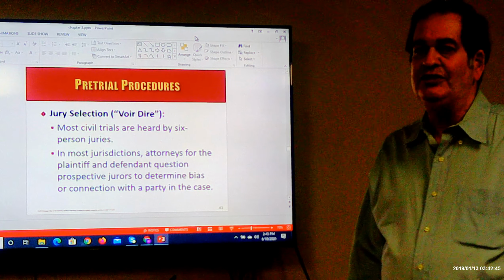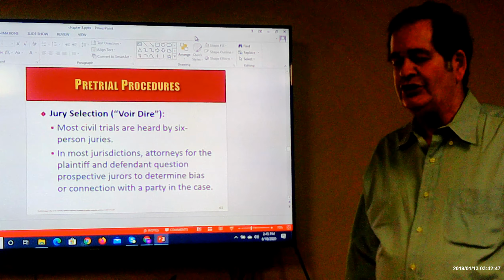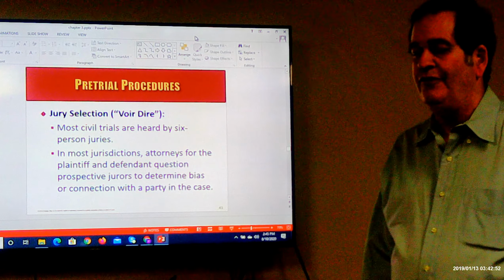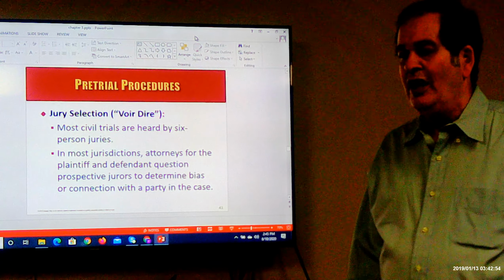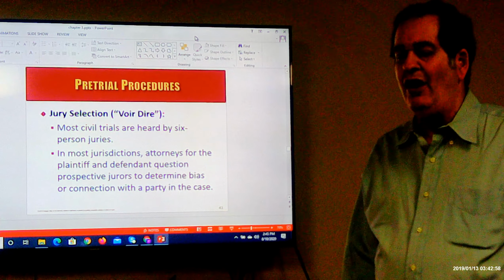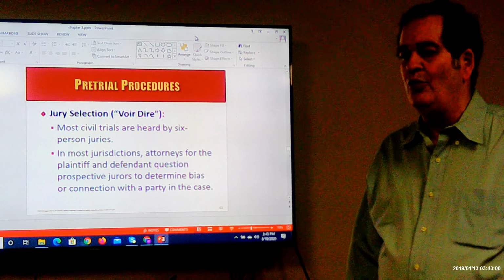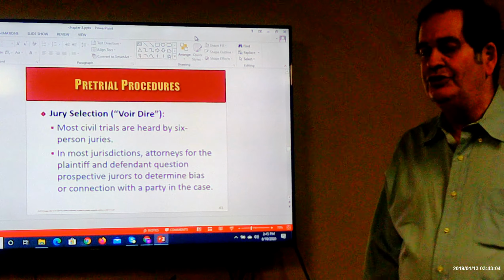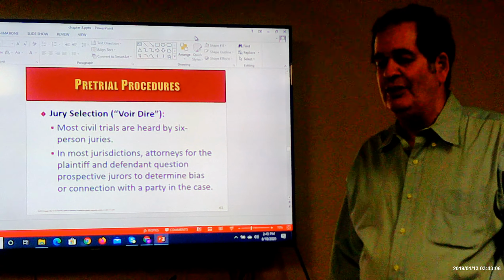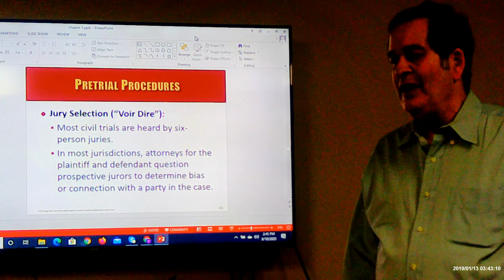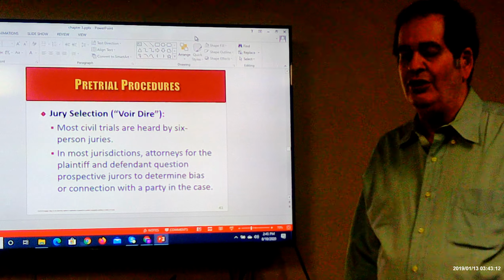Now, the selection process varies from jurisdiction to jurisdiction. It used to be almost totally in the control of the attorneys for both sides by asking questions of the prospective jurors. Now, more and more judges are taking over more of that. The reason for that is streamlining. It used to take forever to pick some juries, particularly in high-profile criminal cases, and the lawyers would just go on and on and on.